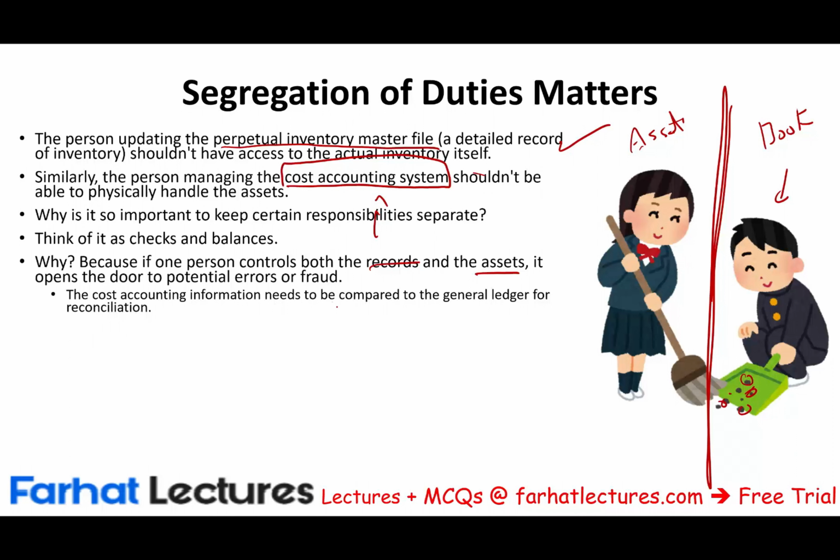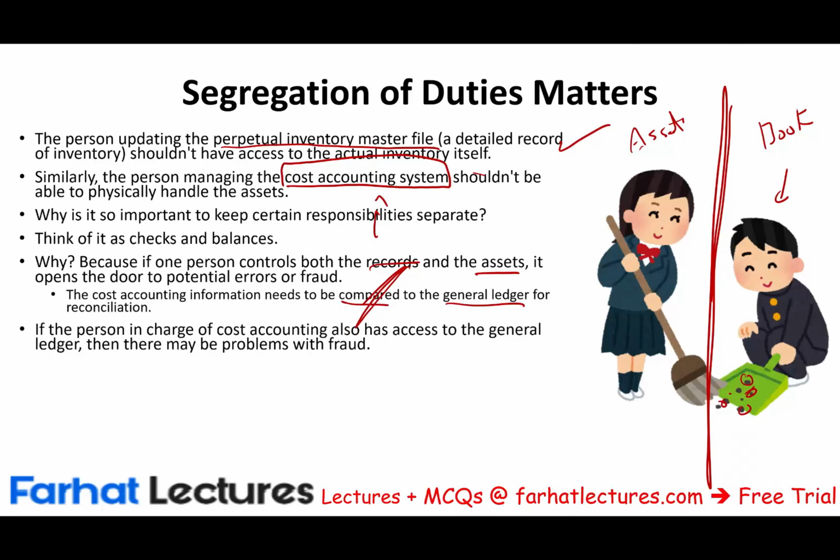So the accounting information system needs to be compared to the general ledger. Therefore, those two will need to be separated, the cost accounting system and the general ledger system. So if the person in charge of the cost accounting also has access to the general ledger, there could be problems because those two systems would need to be reconciled.